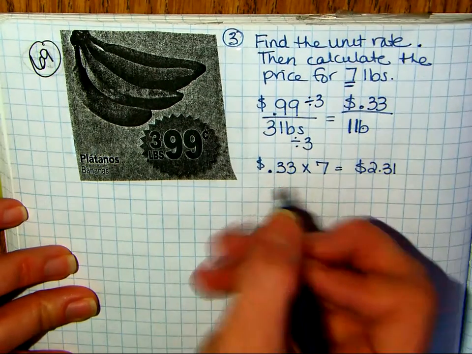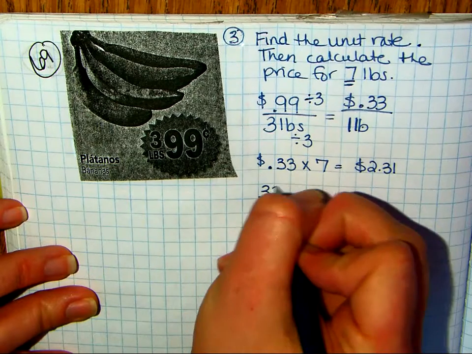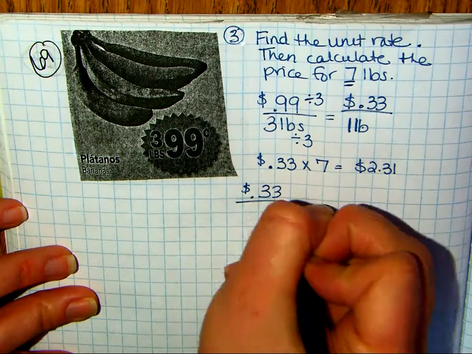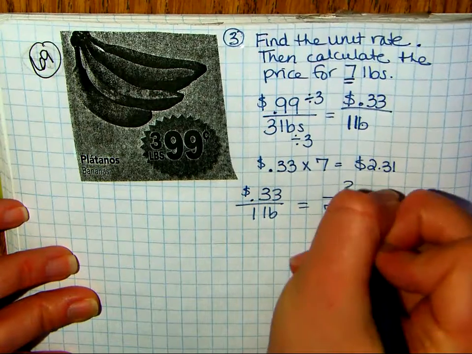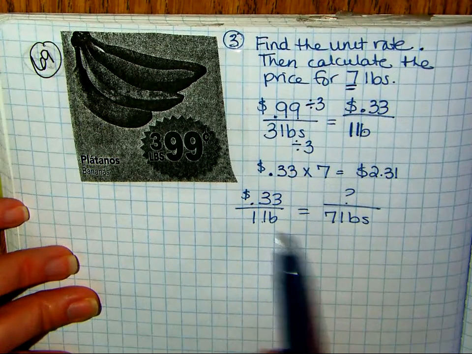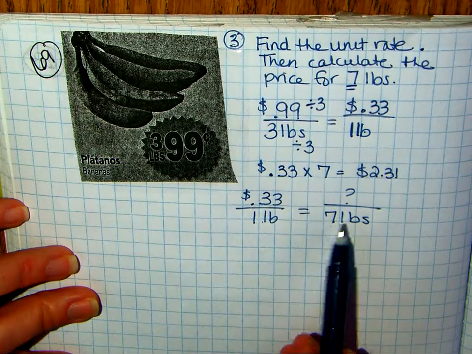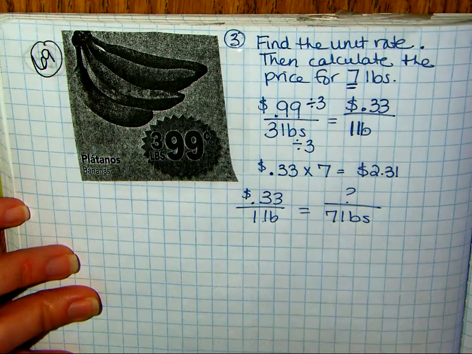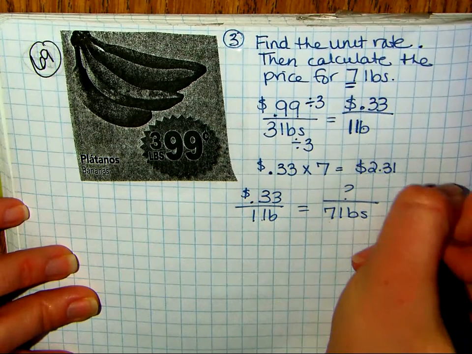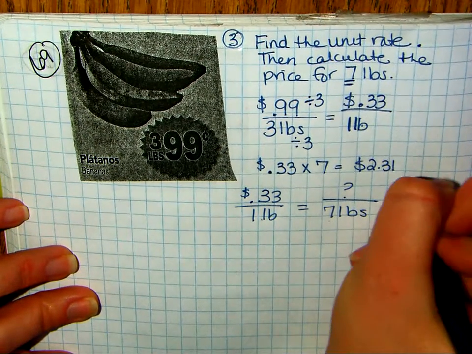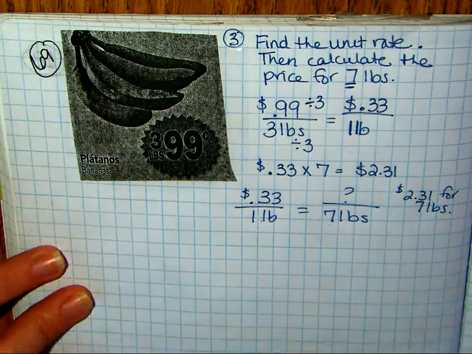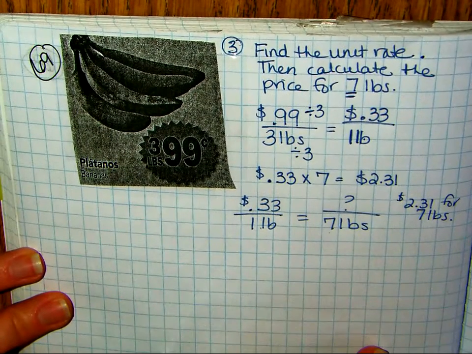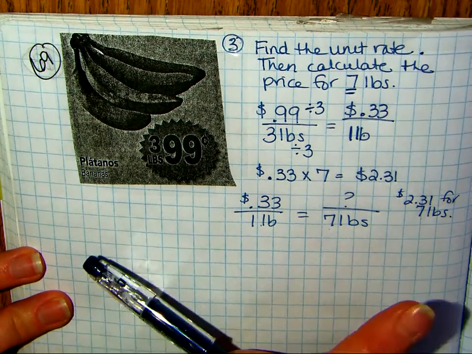We could also set up a proportion and do 33 cents for 1 pound equals 7 pounds. And then we do it this way. You could say, okay, 1 times 7 is 7. 33 times 7 is going to be $2.31 for 7 pounds.